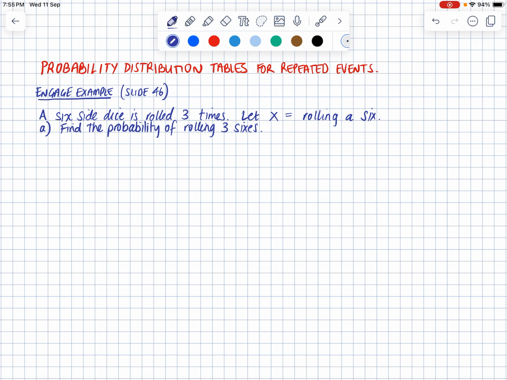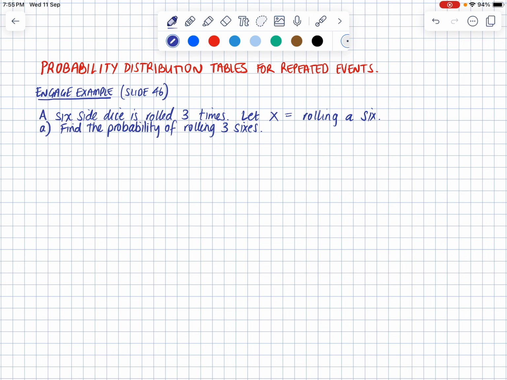So this first example is straight from the lesson slides. It's on slide 46. It's the engage activity for the lesson. And the question says a 6-sided dice is rolled 3 times. Let X equal rolling a 6. So X is the event of rolling a 6 on the dice. We want to start by finding the probability of rolling a 6.